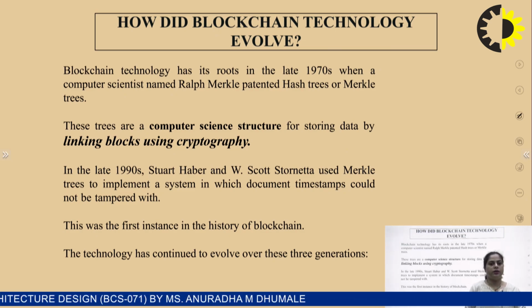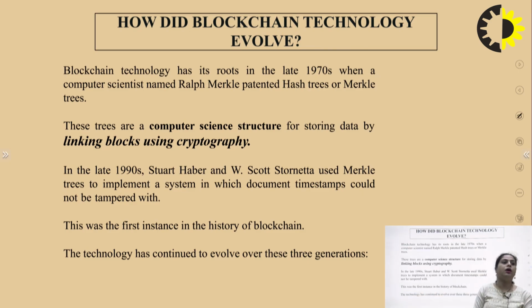There are three generations of blockchain: first generation, second generation, and third generation. Now we can see how blockchain technology evolved. Blockchain technology has its roots in the 1970s, when computer scientist Ralph Merkle patented hash trees, or Merkle trees. These trees are a computer science structure for storing data by linking blocks using cryptography.